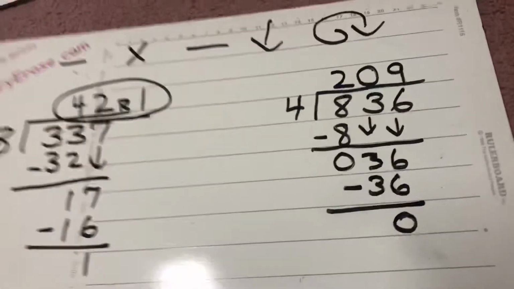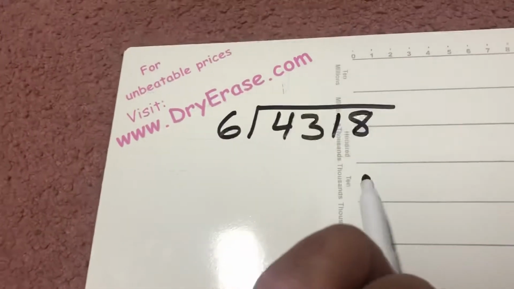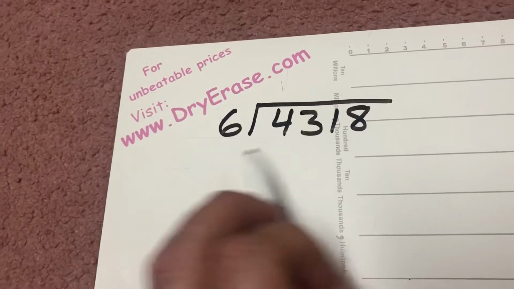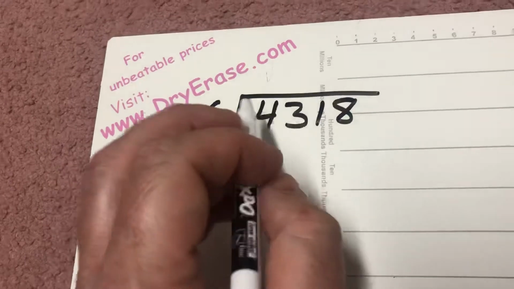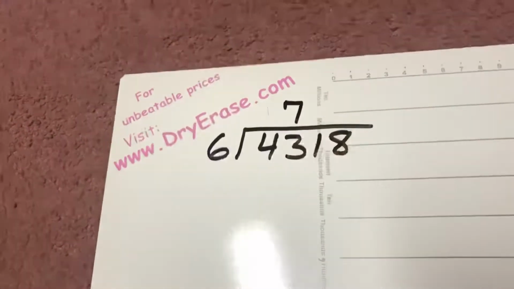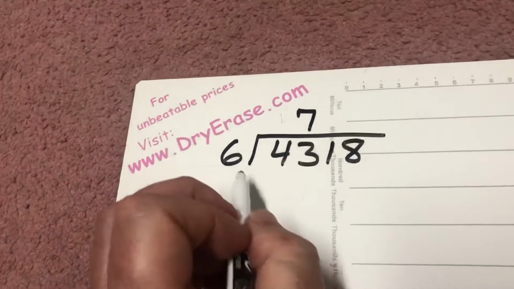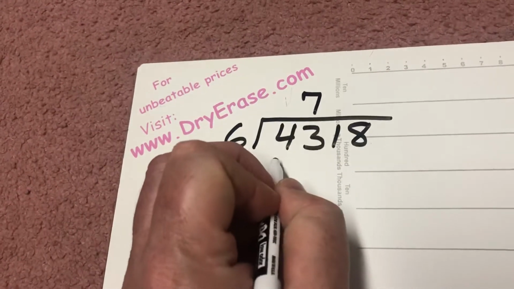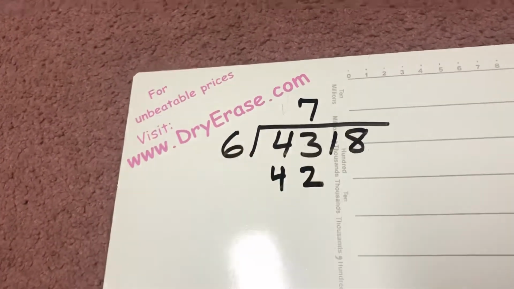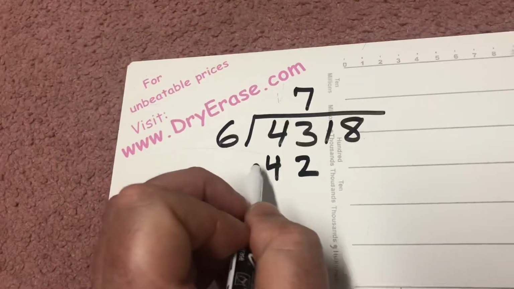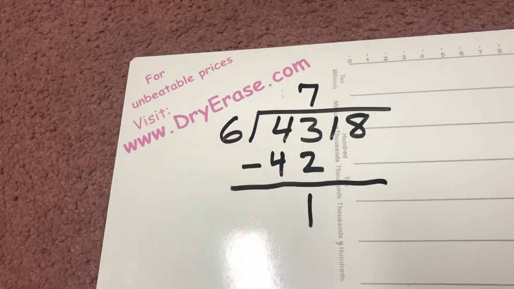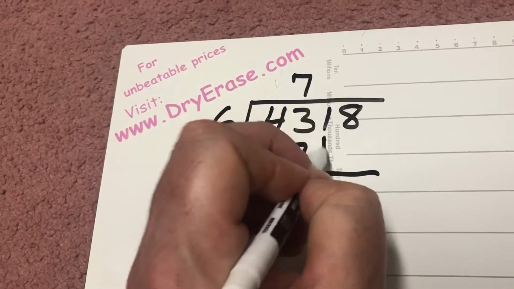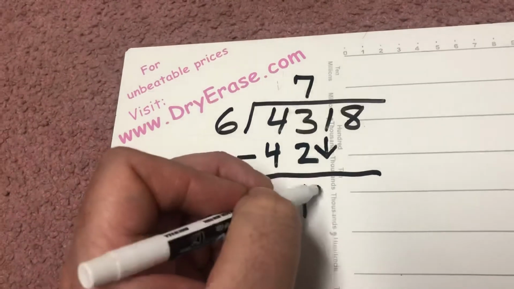All right, let's move right along. We have 2 more examples we're going to look at in this video. The next one is 4,318 divided by 6. Well, I know that 6 can't go into 4, but 6 can go into 43, I believe, 7 times. Because 6 times 7, after I divide, I multiply, is 42. And I believe that 43 minus 42 is 1.